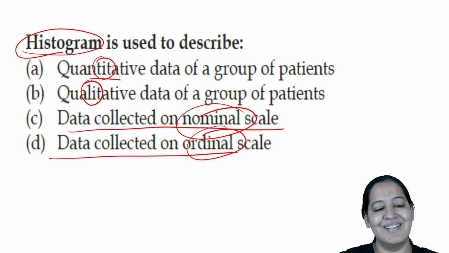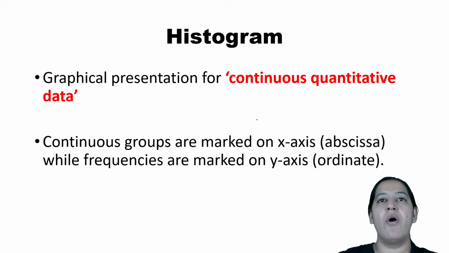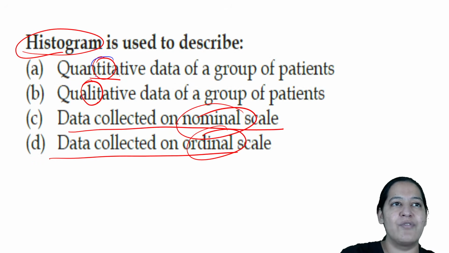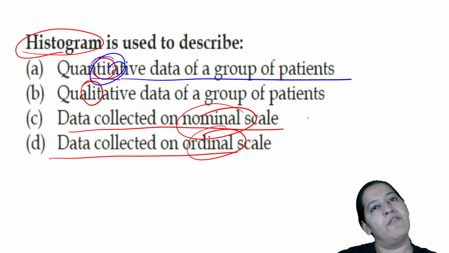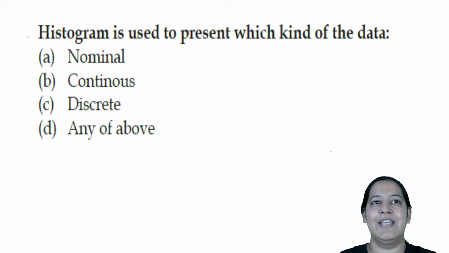Yes, what is your answer? What is the correct answer here? I have told you very clearly that the histogram is for quantitative data. So the correct answer here is A. It is for quantitative data for the group of patients. So the correct answer here is A. Done. Should I move ahead? It was a very easy question.